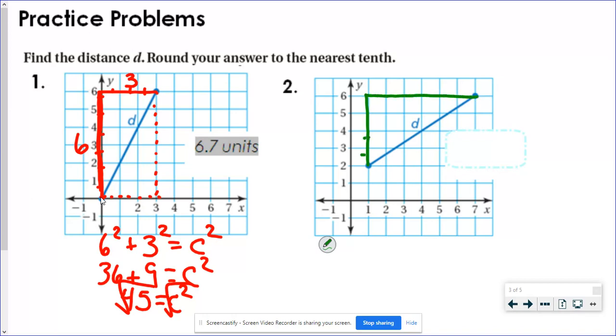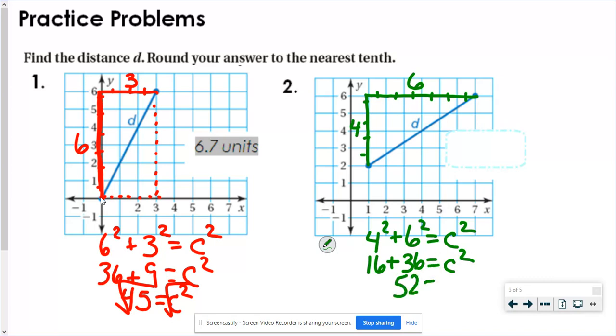So this is 1, 2, 3, 4. And this is 1, 2, 3, 4, 5, 6. So similar to the first one, but instead of a 3 and a 6, we've got a 4 and a 6. So it's going to be a little bit more. So I will have 4 squared plus 6 squared equals c squared. 16 plus 36. And that's going to be 52.